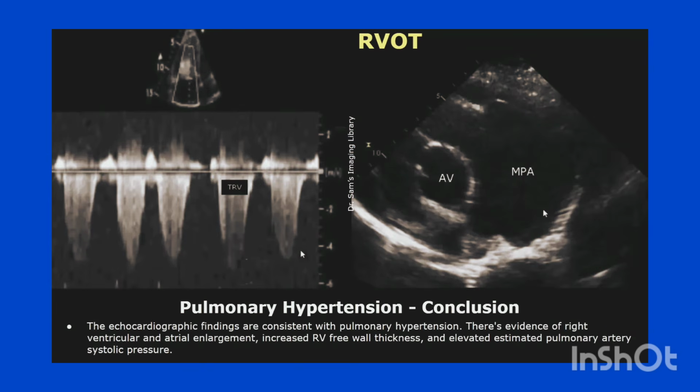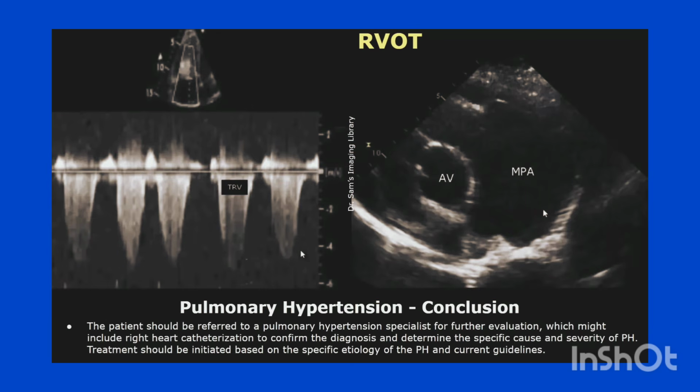Here is the conclusion. Echocardiographic findings are consistent with pulmonary hypertension. There is evidence of right ventricular and atrial enlargement, increased RV free wall thickness, and elevated estimated pulmonary artery systolic pressure.